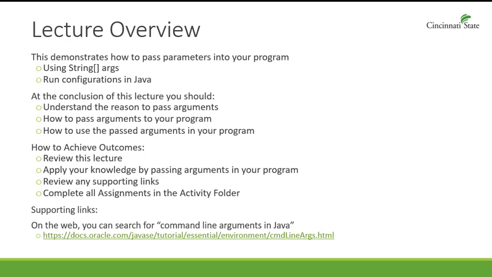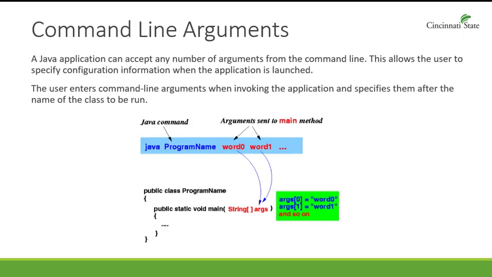To get further information, you can search the internet for command line arguments in Java. A command line argument is information that directly follows the program's name on the command line when it is executed. In Eclipse, we will use run configurations. It is easy to access the command line arguments inside a Java program. These arguments are stored as strings in the string array passed to the main method.